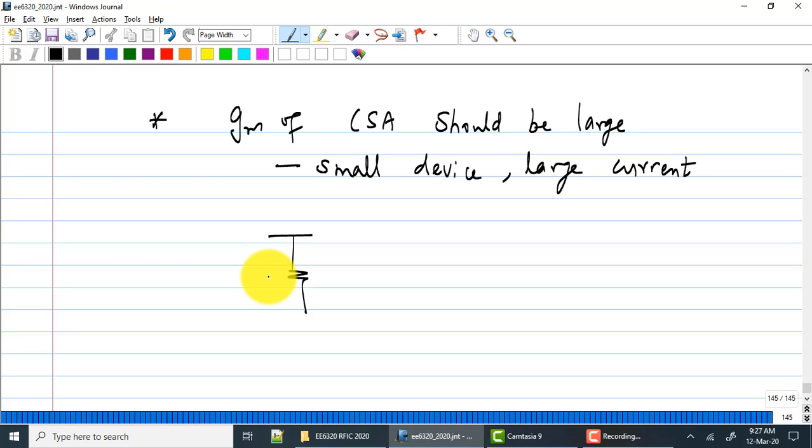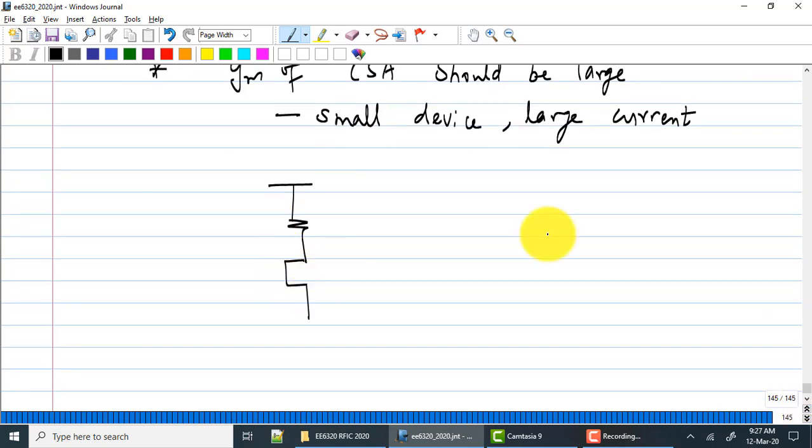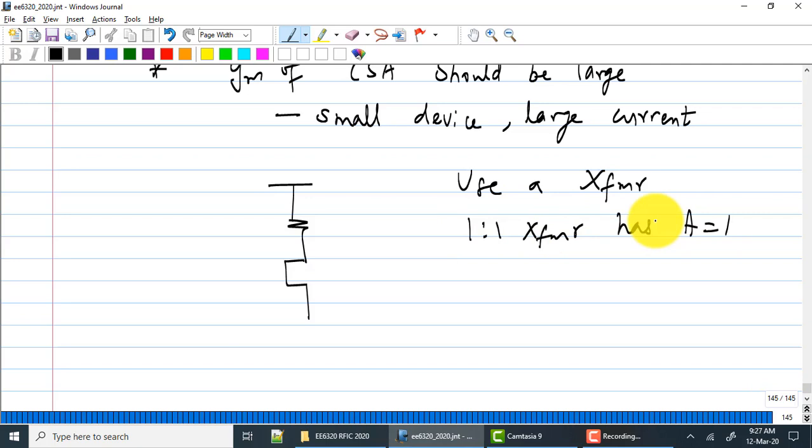You'll get a factor of half for gamma. So if you were to use a transformer, a 1:1 transformer has A equals 1, which is very easy to build. A 1:1 transformer is the most straightforward thing to build. You can make it very symmetric. The noise figure will basically become 1 plus gamma by 2 plus 4 RS by RD. This itself is a big deal.